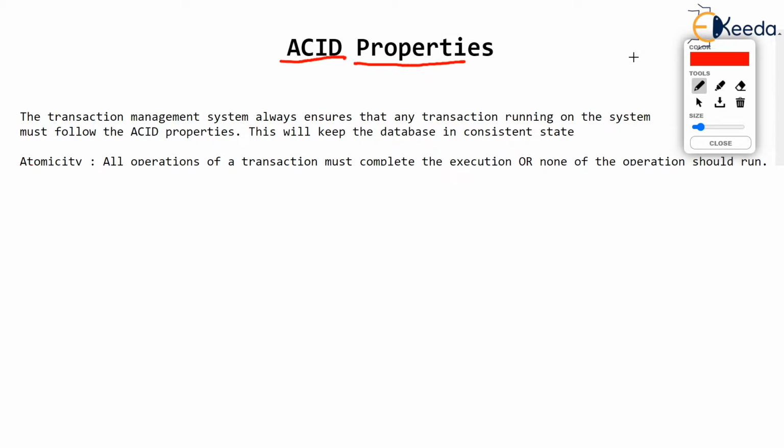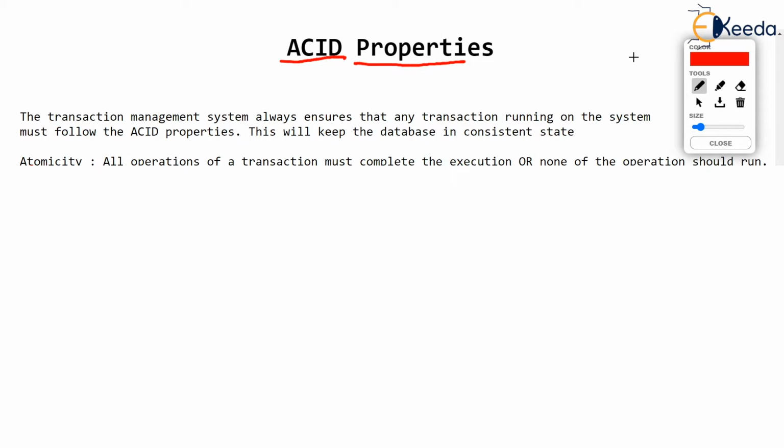Over the years, a lot of methodologies have been derived so that these four properties should be satisfied by every transaction. Let's see the first property, atomicity. Atomicity means there are many operations in the transaction. Then all the operations of a transaction must complete the execution, or none of the operations should run. That means a transaction should run completely or it should not run.